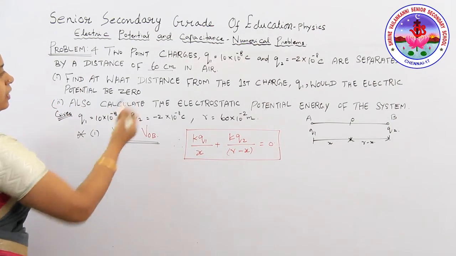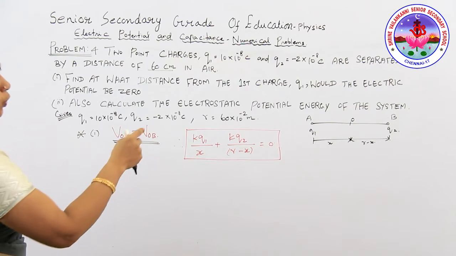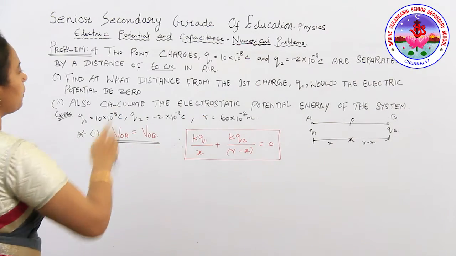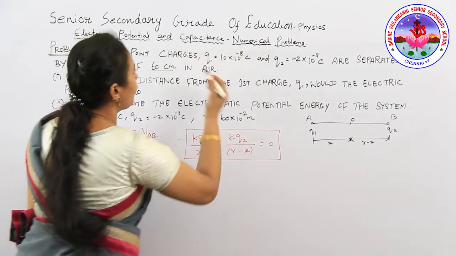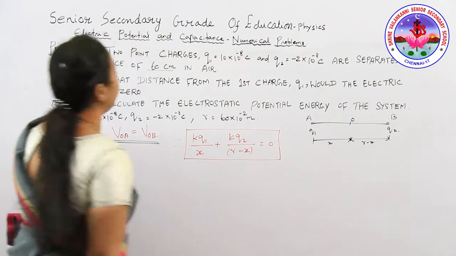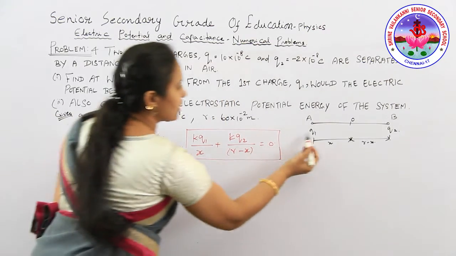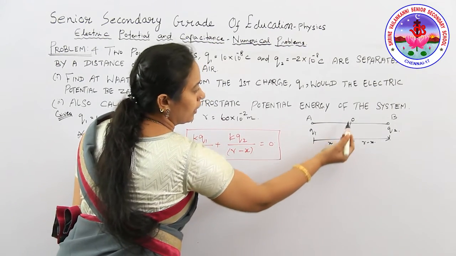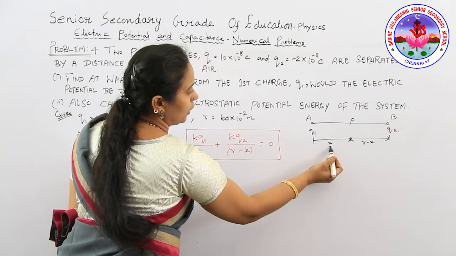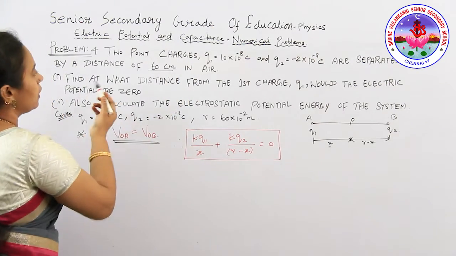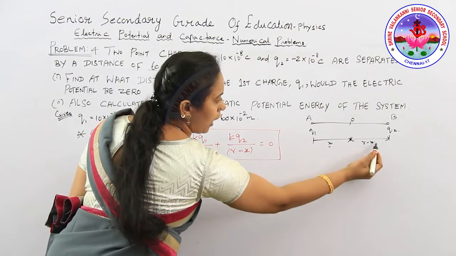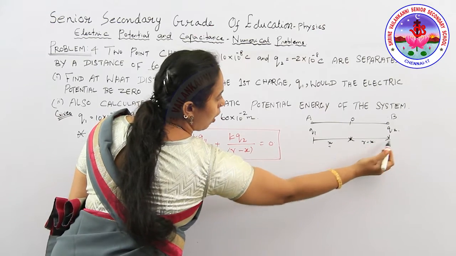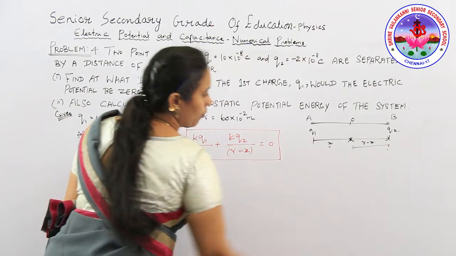The question is: find the distance from the first charge Q1 at which the electric potential would be 0. With the help of the given question, we have drawn the two charges, which are separated at a distance of 60 centimeter. The distance of Q1 from the center O, we have taken as X, right? And Q2 is at R minus X from O, right?